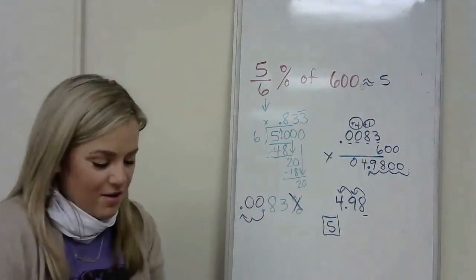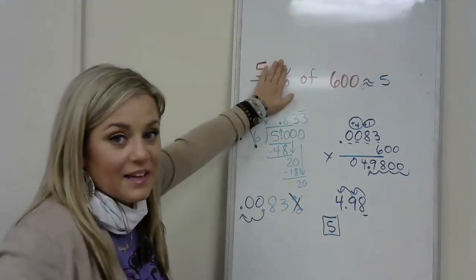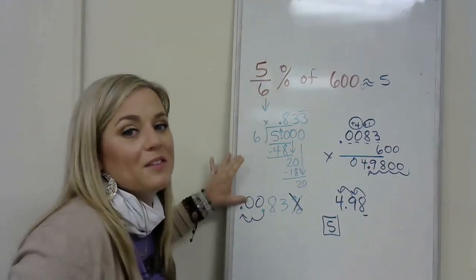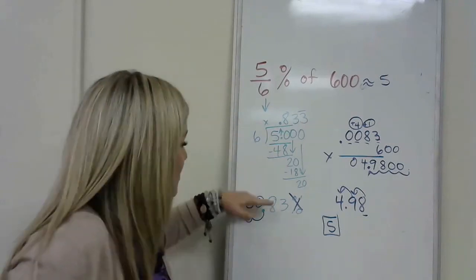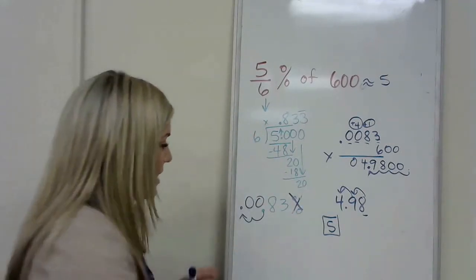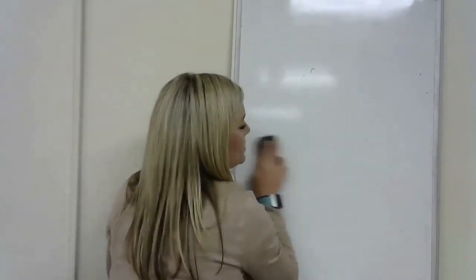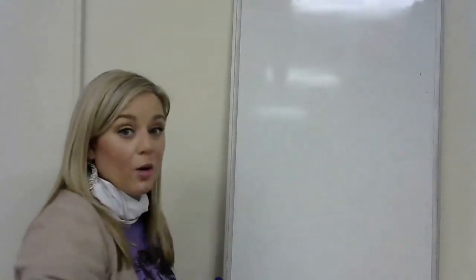All right, so remember, this was a fractional percent. We had to turn it to a decimal. I wrote a decimal percent. Then turn it to a decimal, okay? Then you can multiply. So, all right, we've got a couple more examples. All right, I hope you're practicing these.